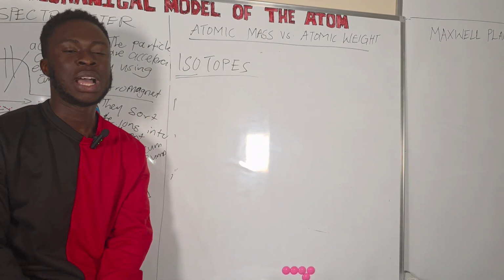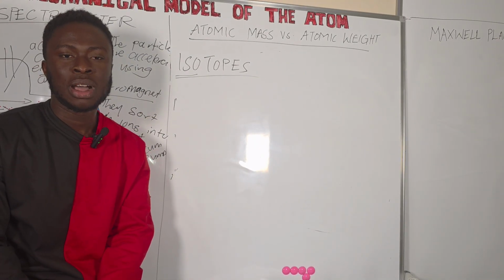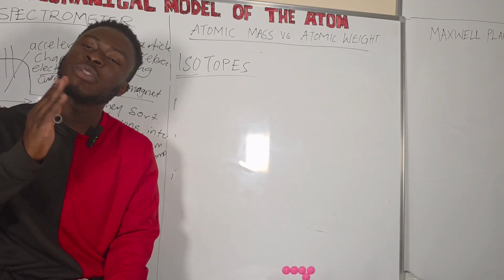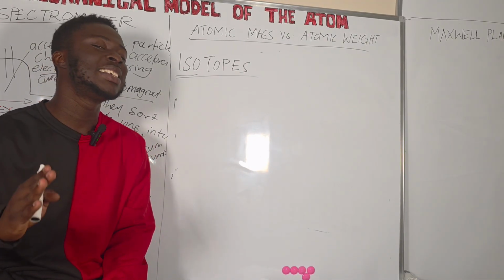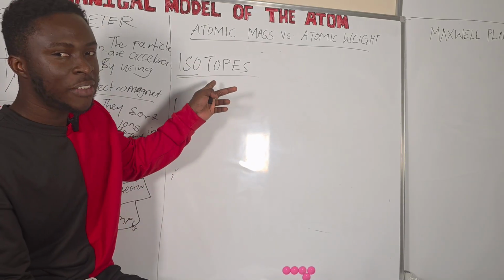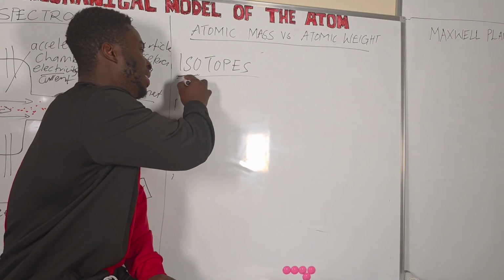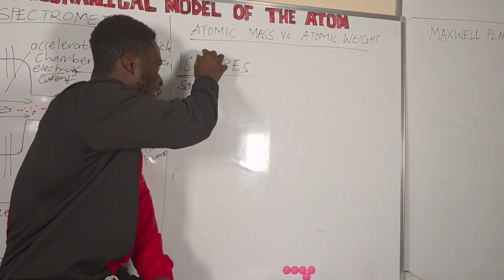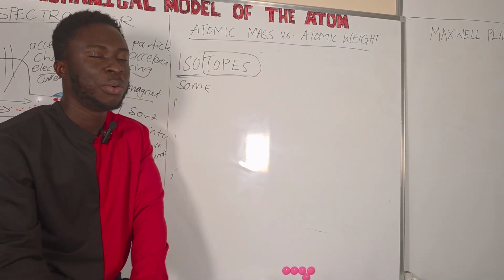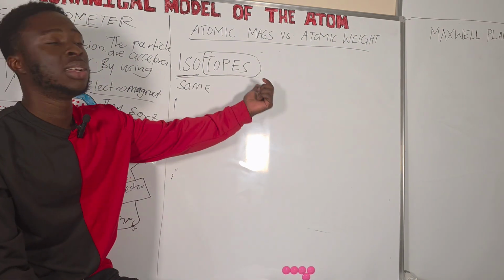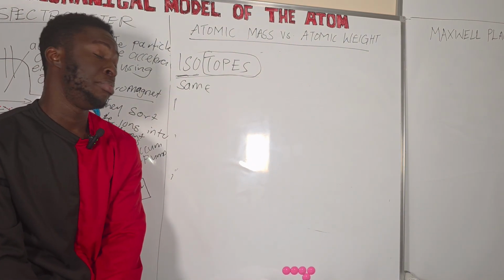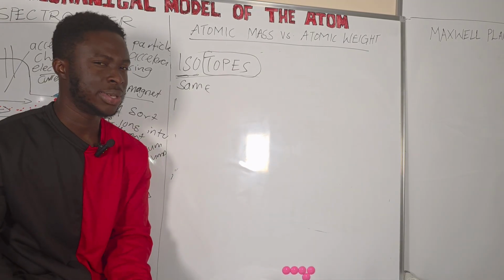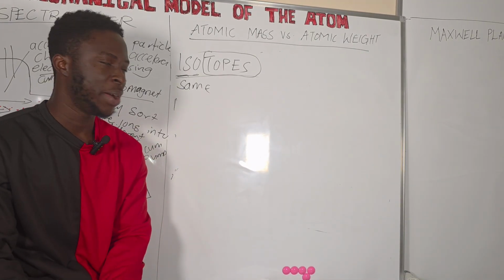Like isobaric chamber means the same pressure chamber. Isovolumetric. If we say iso, it means the same. But over here, the iso means same. So are you going to say the topes over here means neutrons? No, topes is also a Latin word that means place. So isotopes literally translates to the same place.